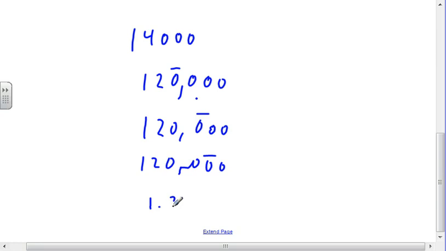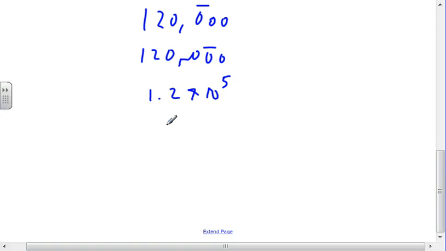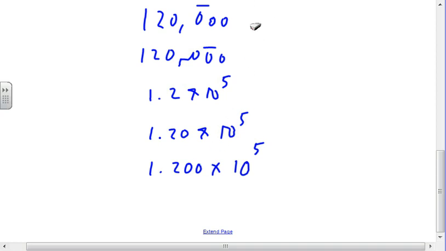I could put it in scientific notation, and that would be 2 significant digits in scientific notation. That would be 3 digits in scientific notation that are significant, and that would be 4 digits in scientific notation of significance. So I have 2 significant digits, I have 3 significant digits, I have 4 significant digits. Okay?